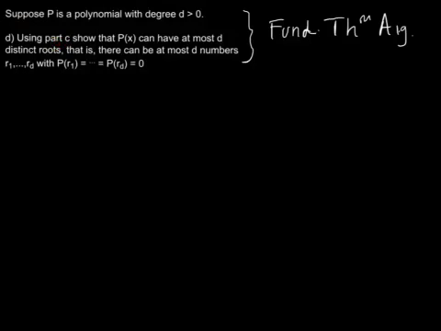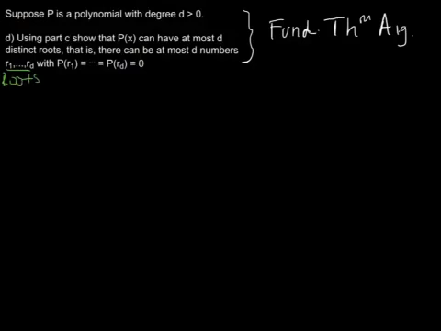Here we go. So using part C, show that p of x can have at most d distinct roots. That is, there can be at most d numbers, all of them different, r1 through rd, with p of r1 being equal to p of r2, p of r3, so on and so forth, up to p of rd. All of these are equal to 0. Meaning, if I plug in any one of these values into my polynomial, I'm going to get 0. In other words, these are each a root. So it's important to just remember that these are the roots.